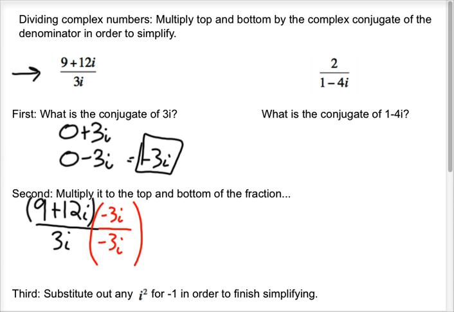All right, so on top, you can see this is now turned into a distribution problem. So on top, I multiply that. Negative 3i times 9 is going to give us negative 27i. Multiply to the next term, 12i times negative 3i, negative 36i squared, over 3i times negative 3i is going to be a negative 9i squared.